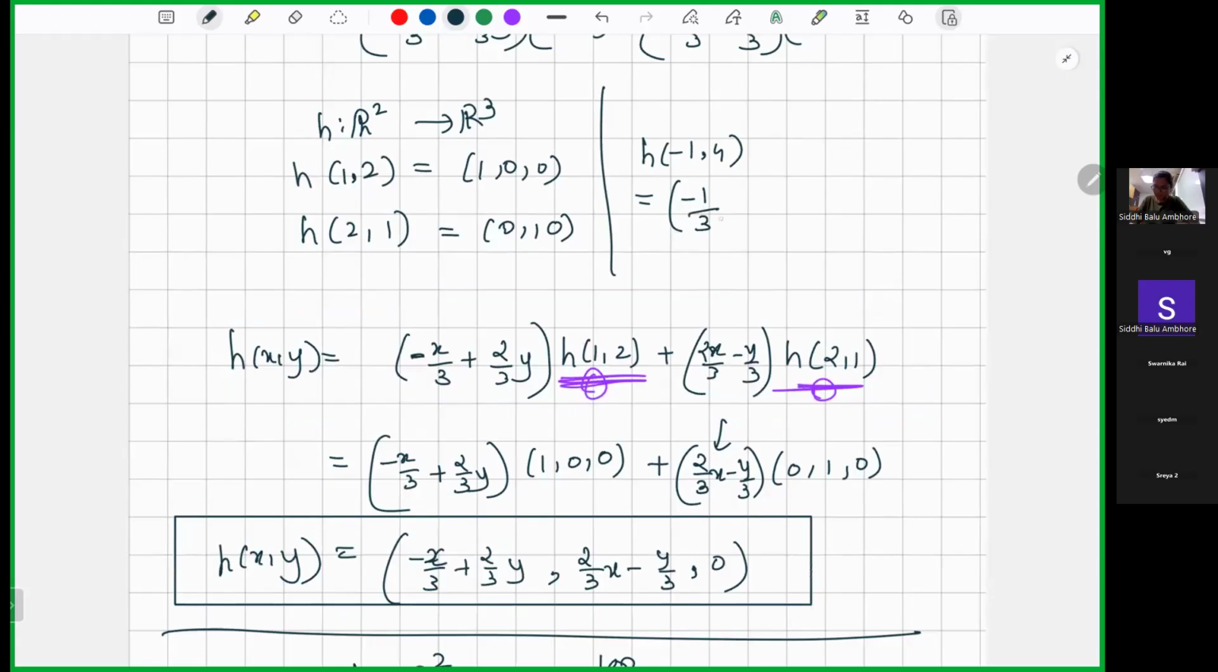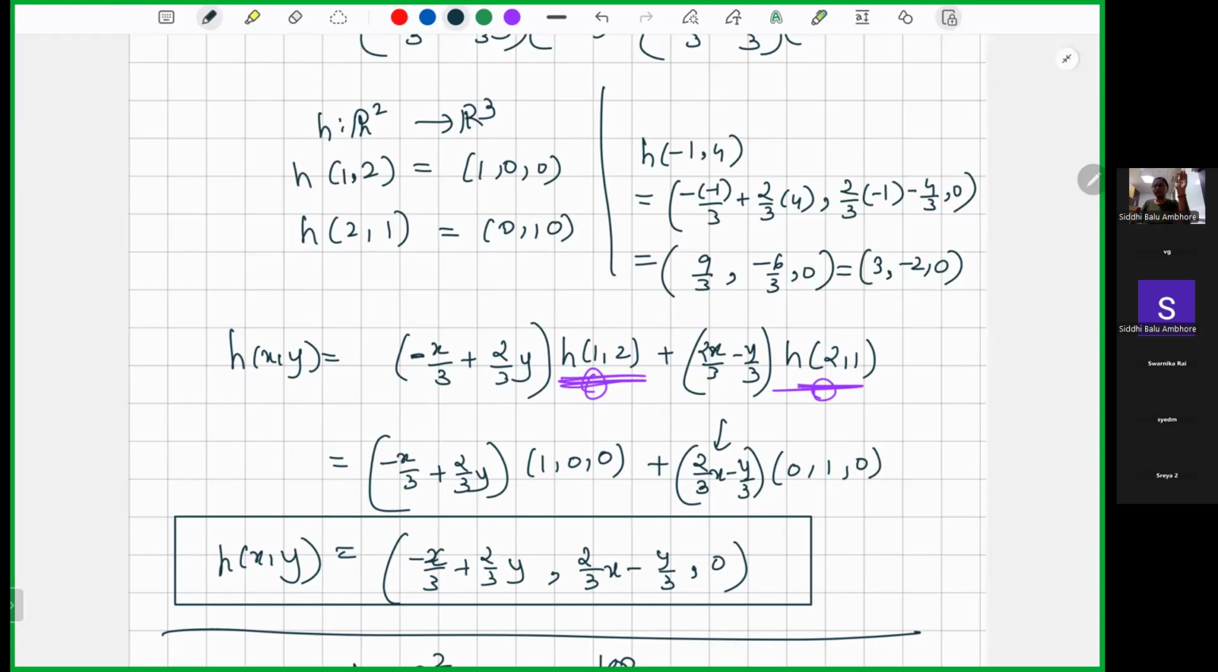This is minus of -1 by 3 plus 2 by 3, 4, comma 2 by 3 -1 minus 4 by 3, comma 0, right? And I just have to now do something. This is 8 plus 1, 9 by 3, comma, this is -2 minus 4. So this is -6 by 3, comma 0. So this is 3, comma -2, comma 0. This is the value of H that is asked.